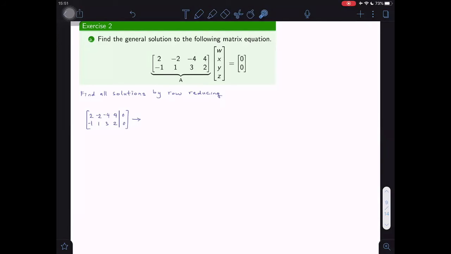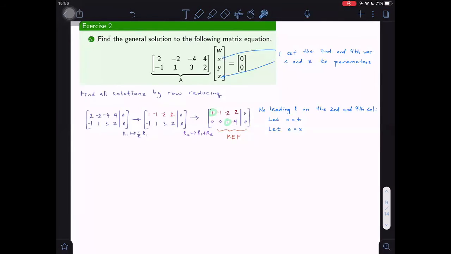First, I write down an augmented matrix and then row reduce. I will multiply the first row by 1/2 to turn this entry into 1. Next, I'll add the first row to the second row. I have arrived at a row echelon form with these leading ones. I look for the columns with no leading one and parameterize those 2. The second variable is x and the fourth variable is z. I set x to t and z to s.